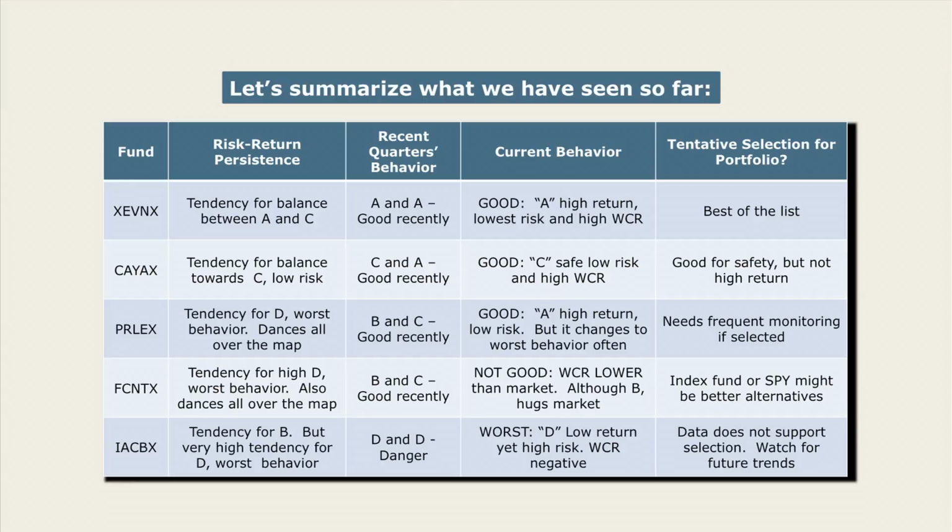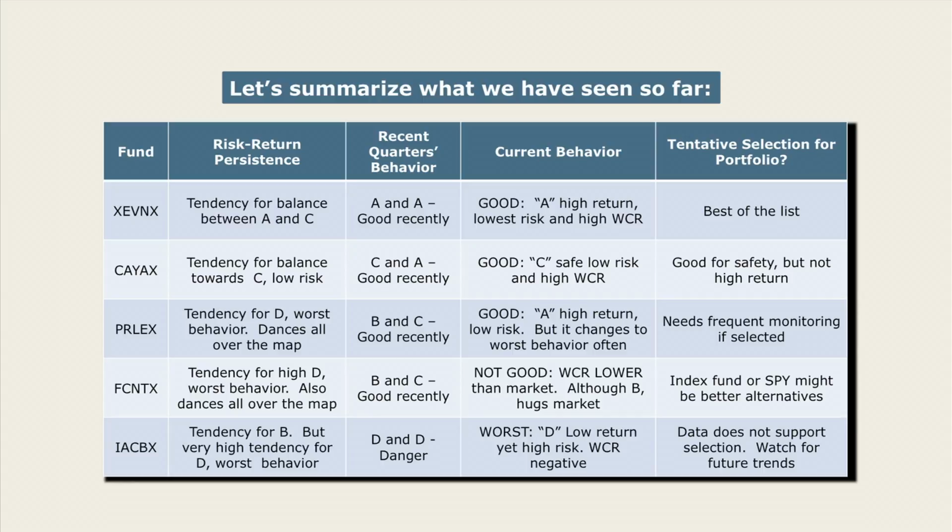XEVNX has a tendency for balance between A and C. Its recent quarters' behavior has been A and A, good recently. Its current behavior is good: A, high return, lowest risk, and high WCR. It is the best of the list.